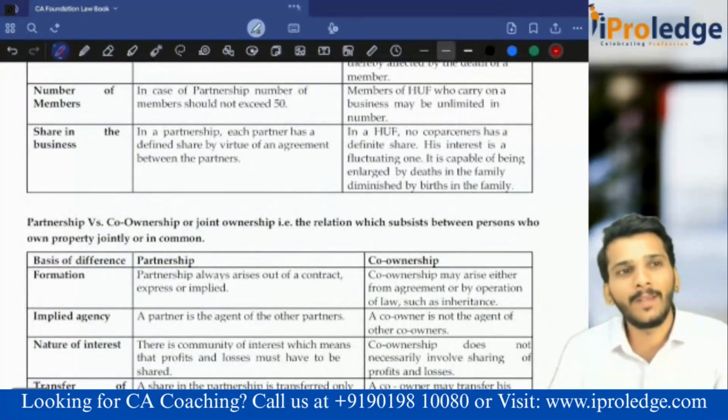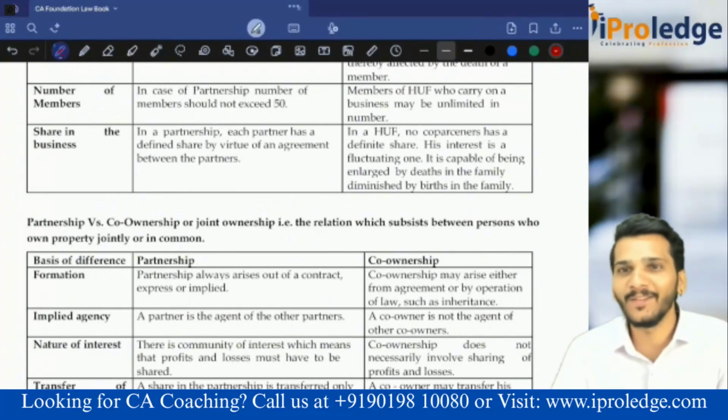How many is the maximum number of members for partnership? 50. For HUF? No, how can you limit the family members? It is up to them.